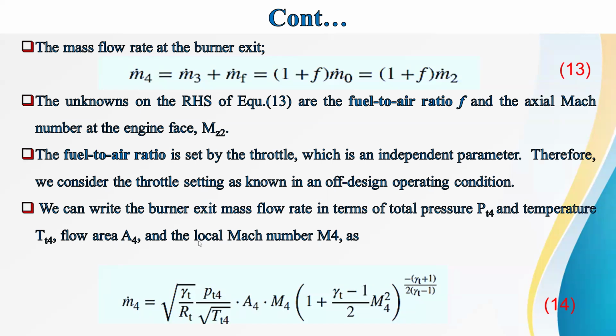And we can write this equation in terms of thermodynamic relations. So this is actually m dot 4. We relate pressure total 4, temperature total 4, area 4, and Mach number 4. It is the same equation as previously, as we have seen for different sections, where we use the m dot equations. So this is the equation.